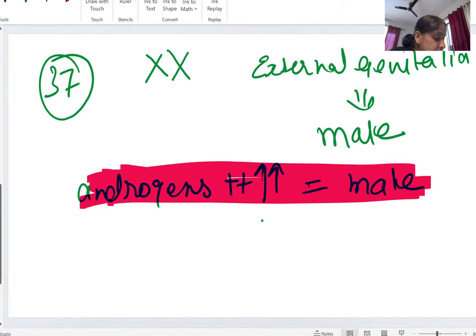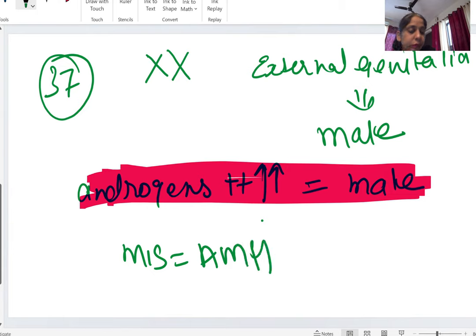So the first option, karyotype 46XX, is correct. MIS is not produced. Mullerian inhibiting substance is not produced. That is right. What is MIS? MIS is similar to AMH. AMH is produced in females in puberty, right? MIS is not produced in females in intrauterine life, right? Fused posterior labia with prominent clitoral hypertrophy, yes, that is the ambiguous genitalia.